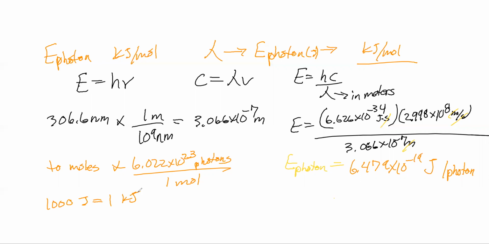And so if we do all of that, we should get something like 390.17 kilojoules per mole. And that's going to be our photon energy.